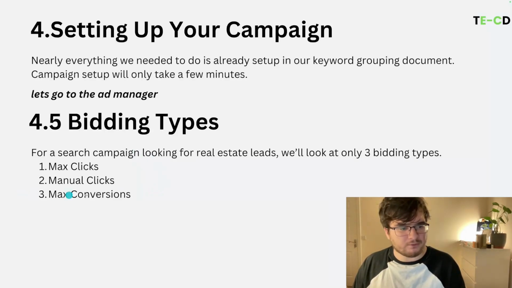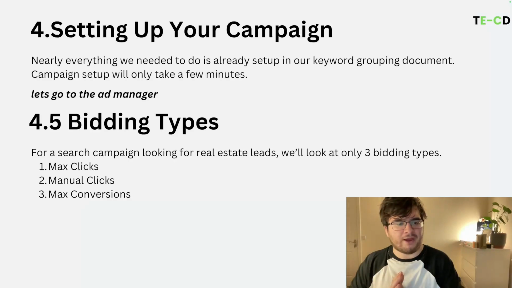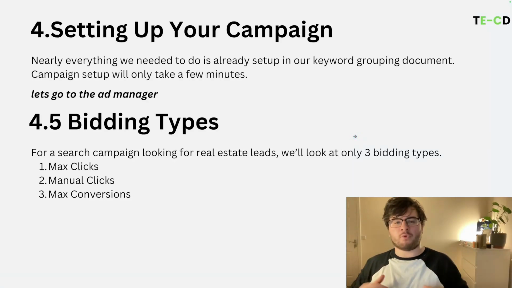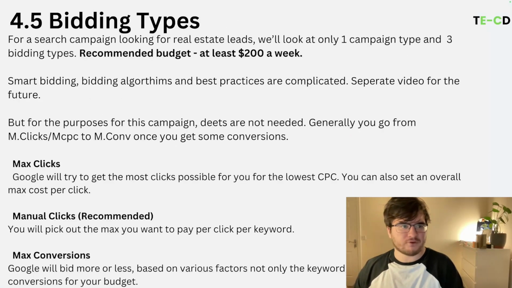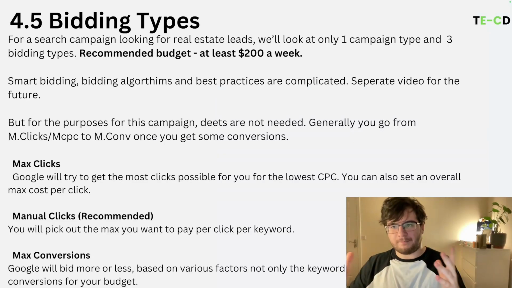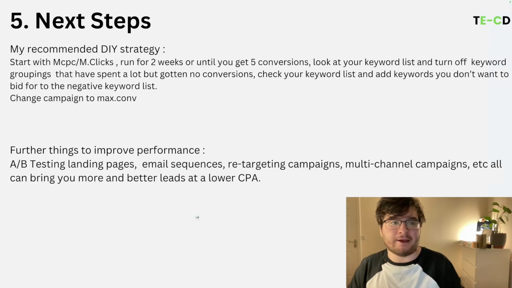And you might ask the question, well, obviously this is the best because Google will use its AI and all that to get us the most possible amount of leads. And it's not that simple. So, all right, now we covered that, we're going to go into my super secret real estate lead generation strategy. For a search campaign looking for real estate leads, we're only looking at 1 campaign type and 3 bidding types. So we're looking at search campaigns and then 3 bidding types already covered. The recommended budget is at least $200 a week. So we already covered all this. We're going to go into the actual strategy now.